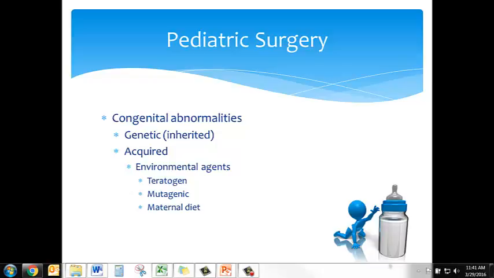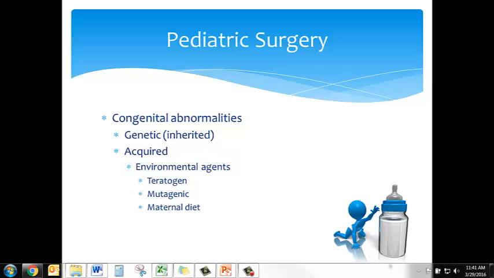Mutagens are anything that can cause gene mutation, and the primary example of that is exposure to radiation such as during X-rays. Gene mutation often results in retardation, skeletal deformities, or severely diminished brain development. Finally, the maternal diet can also be a source of congenital abnormalities.